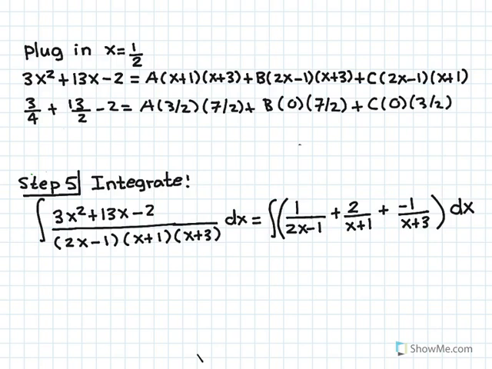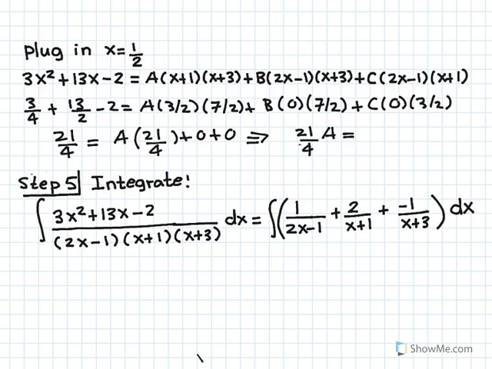So for the left-hand side, if we add up those fractions, it works out to 21 over 4. And on the right-hand side, we will get a times 3 times 7, that's 21, divided by 4. And then we're just adding zeros, plus 0, plus 0. So what we get is 21 over 4 times a is equal to 21 over 4. And dividing both sides by 21 over 4, we will get a is equal to 1.